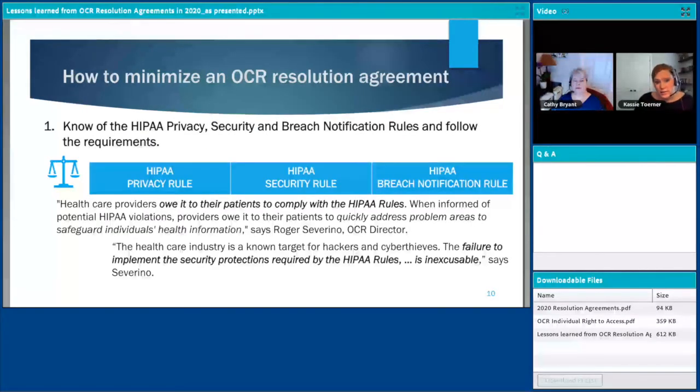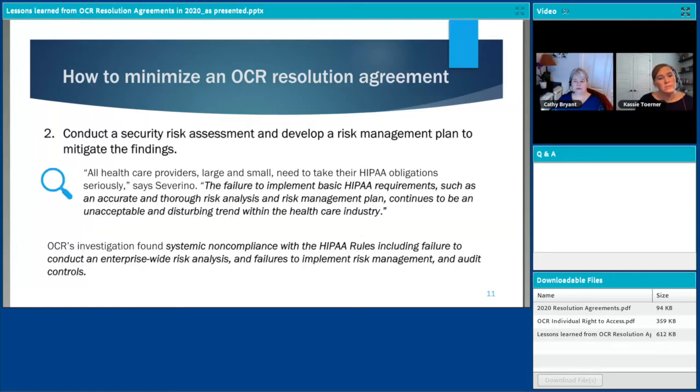So how do we minimize an OCR resolution agreement? As we've mentioned, knowing the rules, the HIPAA rule of privacy, the rules of security, and the breach notification rules, and ensuring that you're following what the requirements are for each one of those rules. We've included some quotes here from the Office of Civil Rights Director. Saying that you guys owe it to your patients to comply with HIPAA rules. Failure to implement security protections is inexcusable. So they're still holding fast to the protection of the data and the information of the patients.